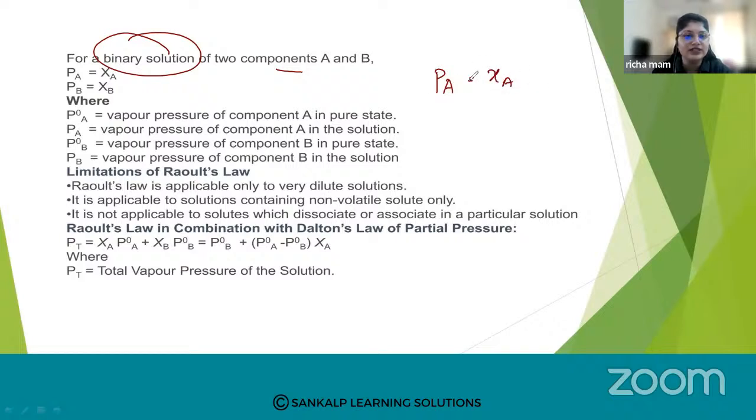So PA is equal to chi of A, and PB is equal to chi of B. Okay, so we know these terms now. P naught of A is the vapor pressure of component A in pure state. PA is the vapor pressure of component A in the solution. Solution consists of solute plus solvent. P naught of B is the vapor pressure of component B in the pure state, and PB is the vapor pressure of component B in the solution.